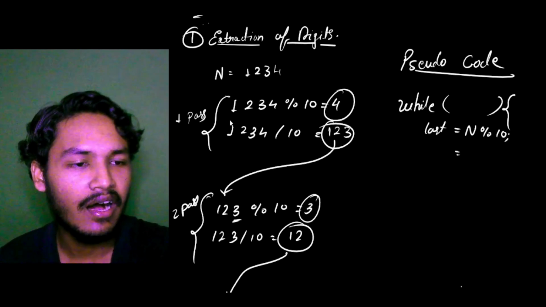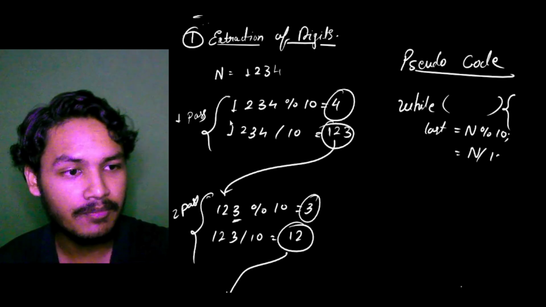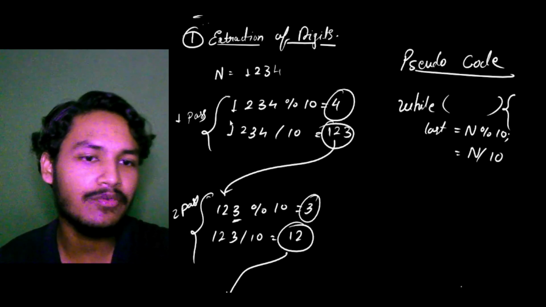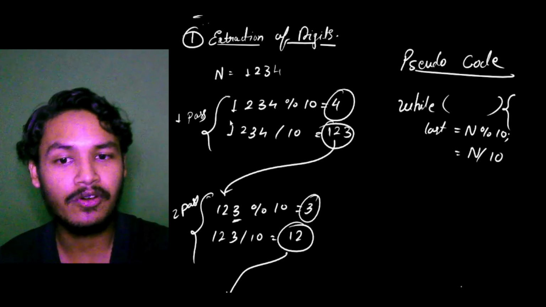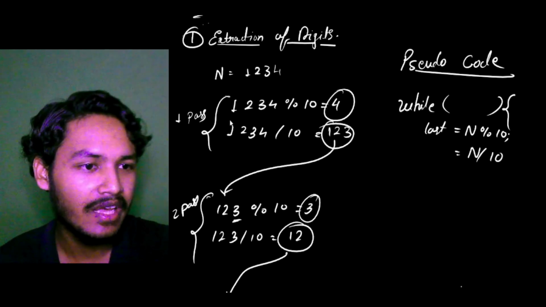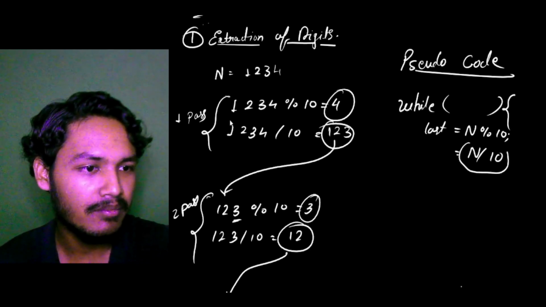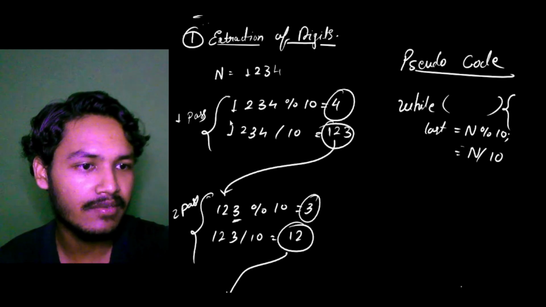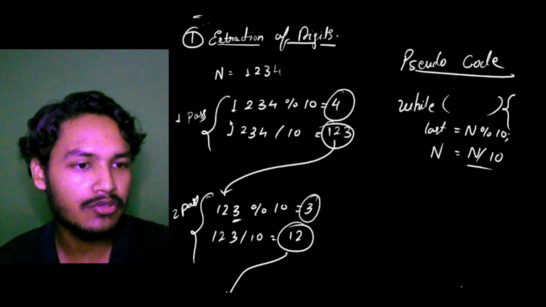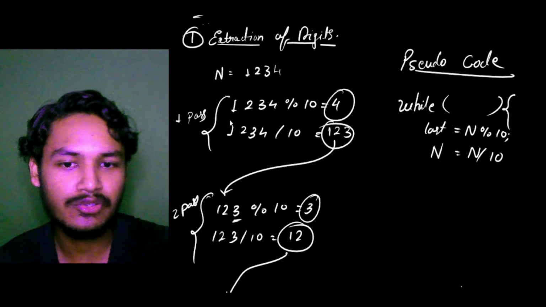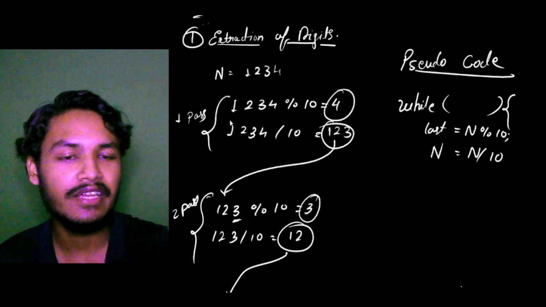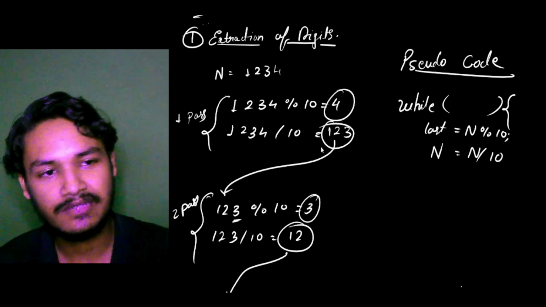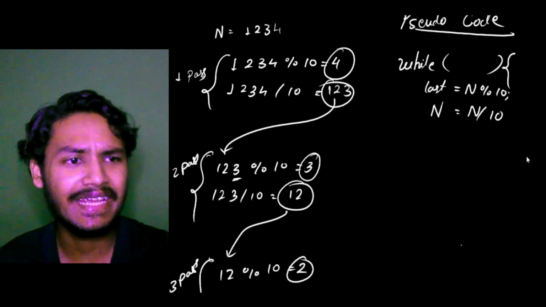After doing this, we are dividing the input by 10, and we get an output which will be the input for our next pass. So we have to store this number in n again. All right, we assign this number to n again, so that we can pass this output to our next pass. In this way we can extract the digits.